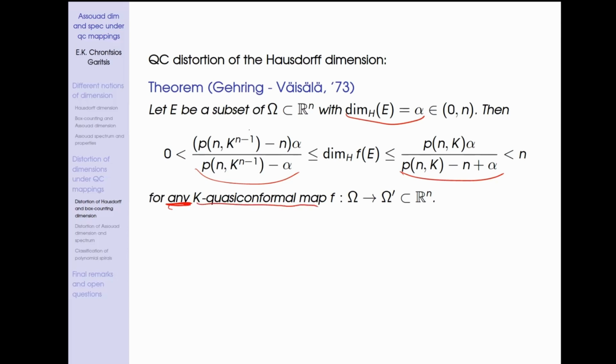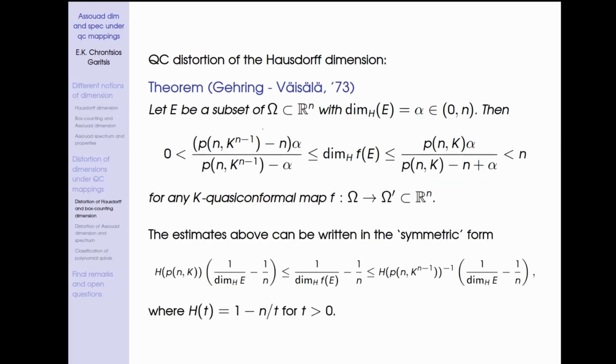And in fact, you notice here this k to the n minus 1. That is because if we prove this side for f and we apply it to the inverse, the inverse has outer dilatation that is at most the outer dilatation of f, to the n minus 1. That's where this is coming from. We basically apply the same inequality to the inverse and get the lower bound.